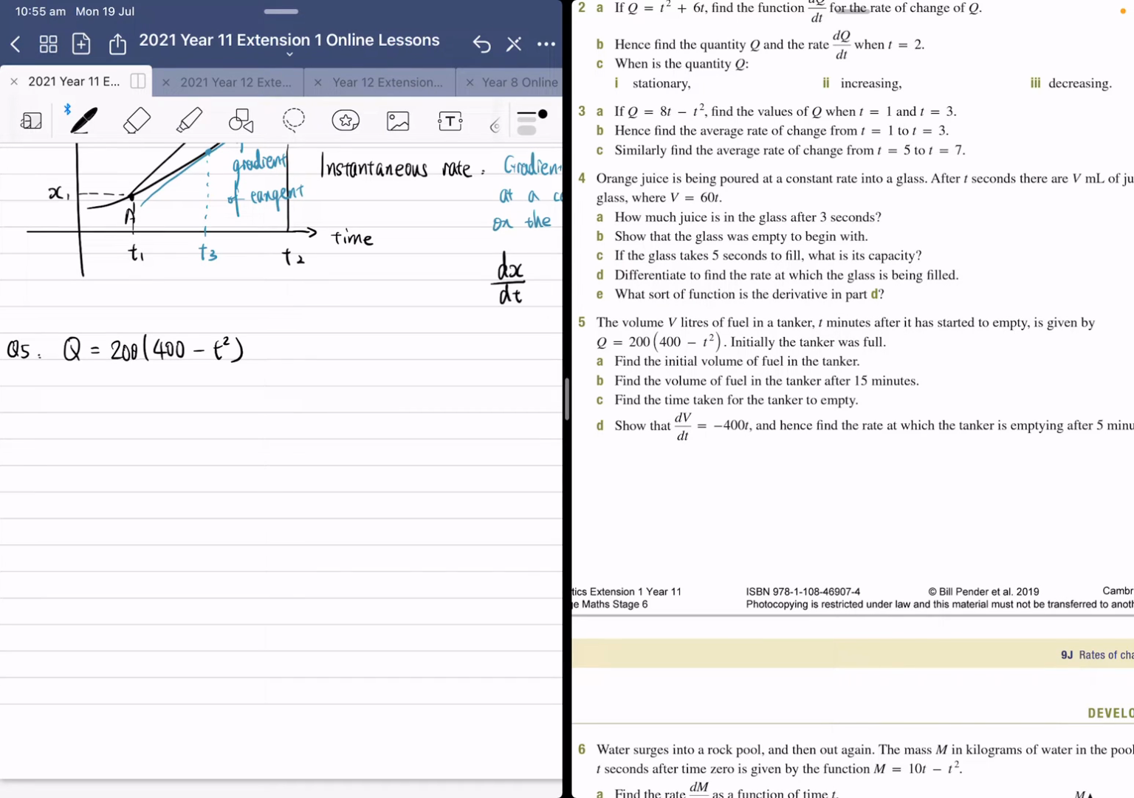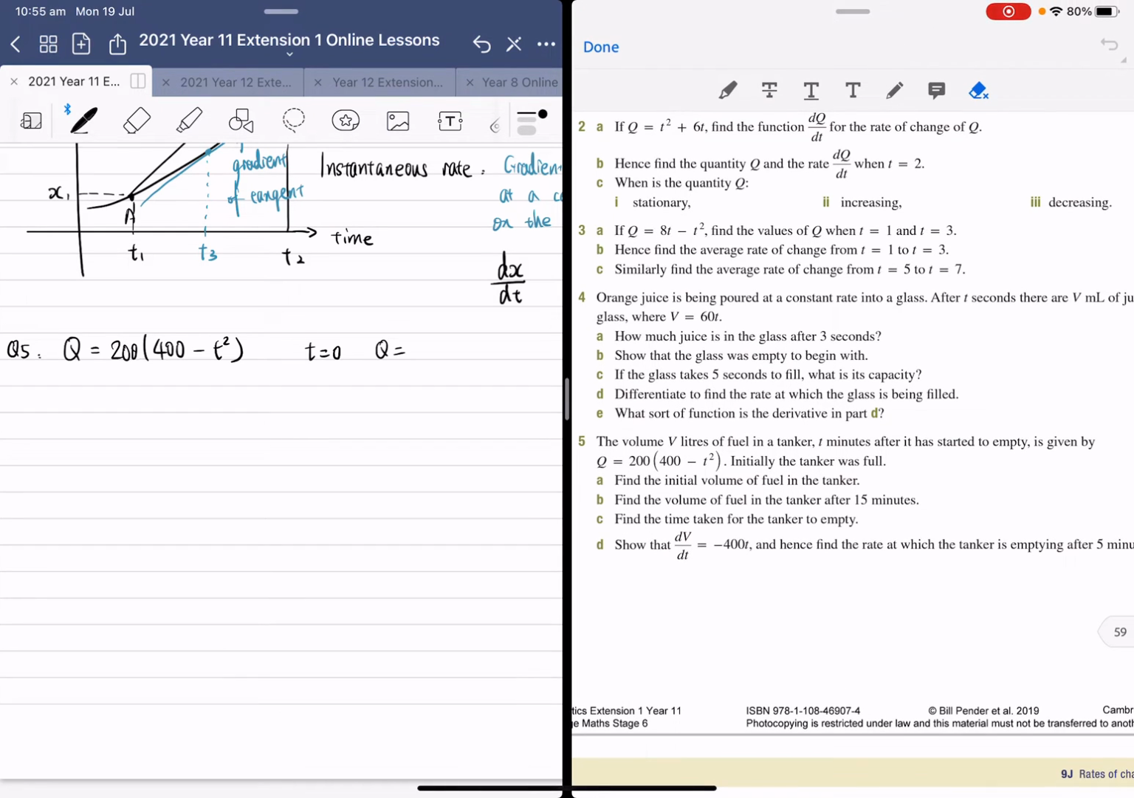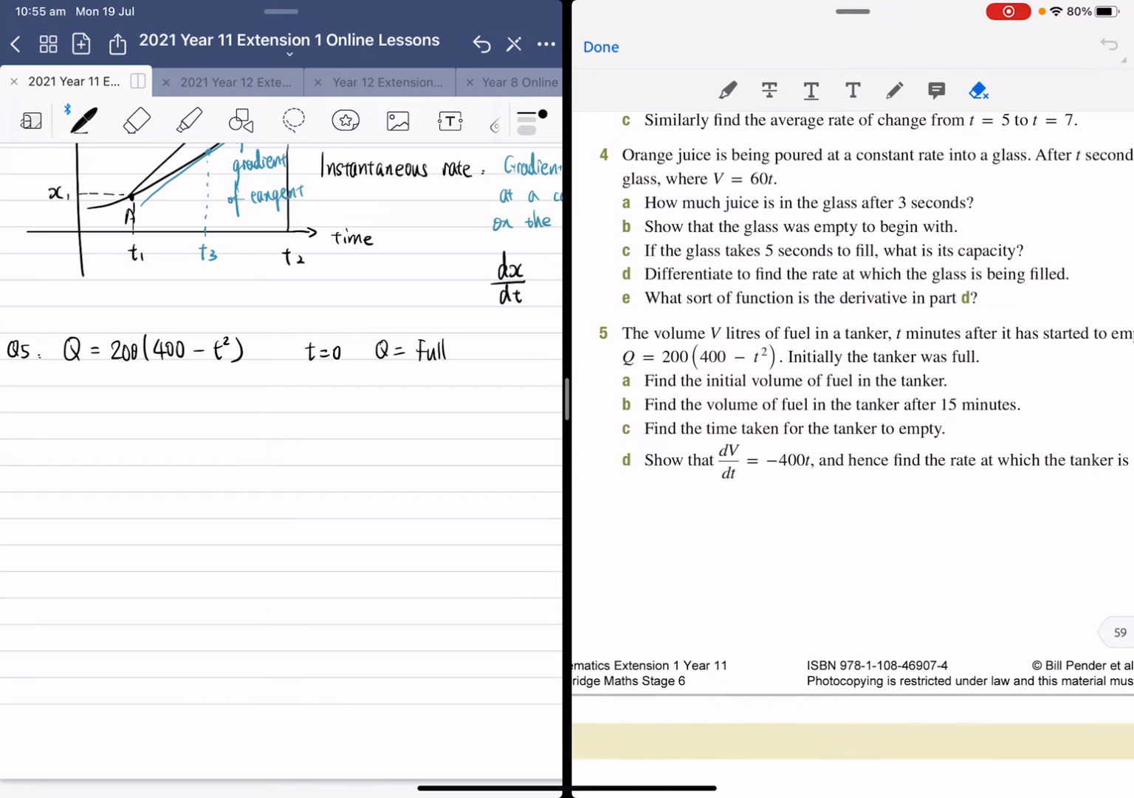Okay, so this is an initial condition, so I'll write this one down straight away. When time is equal to 0, Q is going to be the full amount. But do we know what the full amount equals? We don't know. Anyway, it looks like Q is just equal to a full amount. So find the initial volume of fuel in the tanker.